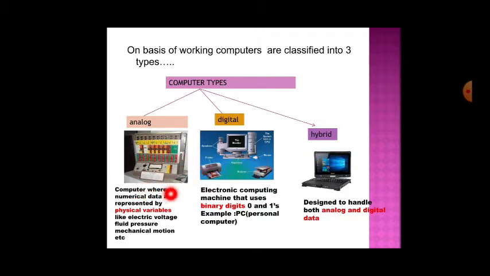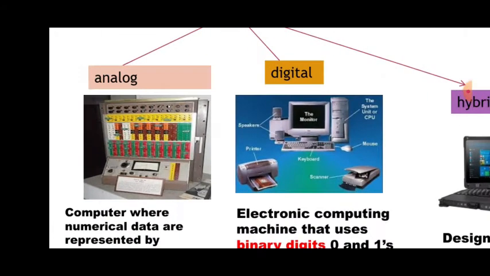Computers where the numerical data are represented by physical variables like electric voltage, fluid pressure, mechanical motion, etc. Don't worry about all this physics, but when you go to higher standards, you will come to know what electric voltage, fluid pressure and mechanical motion are. These all come under the analog computer. Hope you are able to see the image of how an analog computer looks.